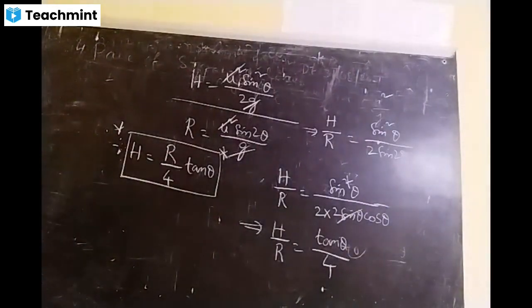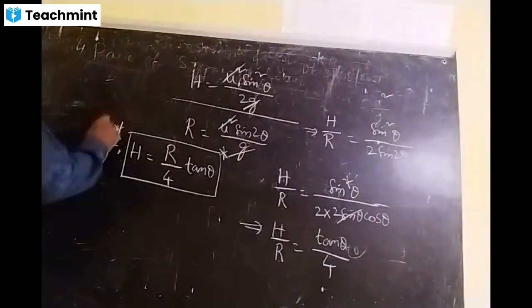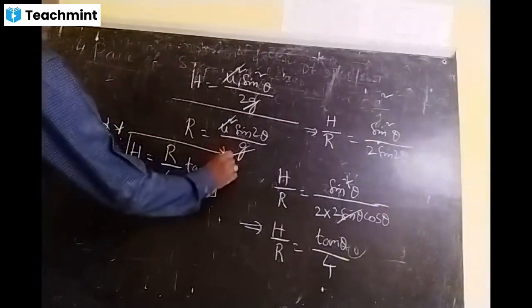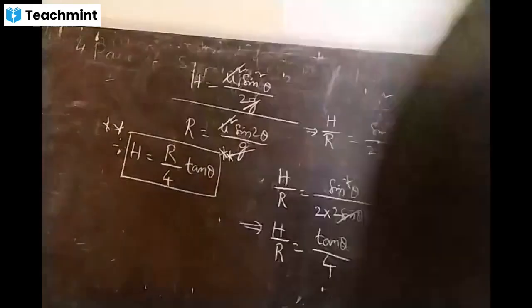Right? So remember this. H is equal to R by 4 into tan theta. Very important formula again. This is also an important formula.